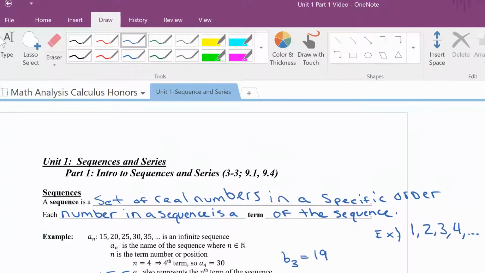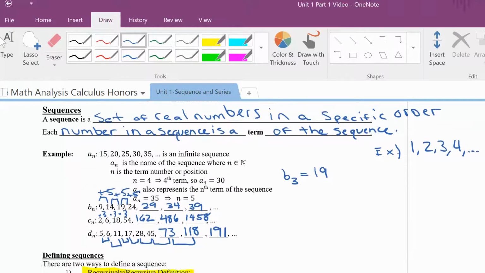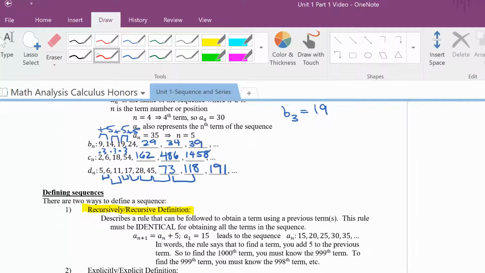So for example, if you look at B sub n here, scroll up, and I make a recursive rule. Well, first of all, in a recursive formula, I need to give you the first term. In this case, B sub 1 is 9. And then I also now need to find the next term. I would take the previous one, that's B sub n. So B sub n plus 1 is the next term. B sub n would be the previous one. And I would add 5. So that is a recursive formula or definition for B.